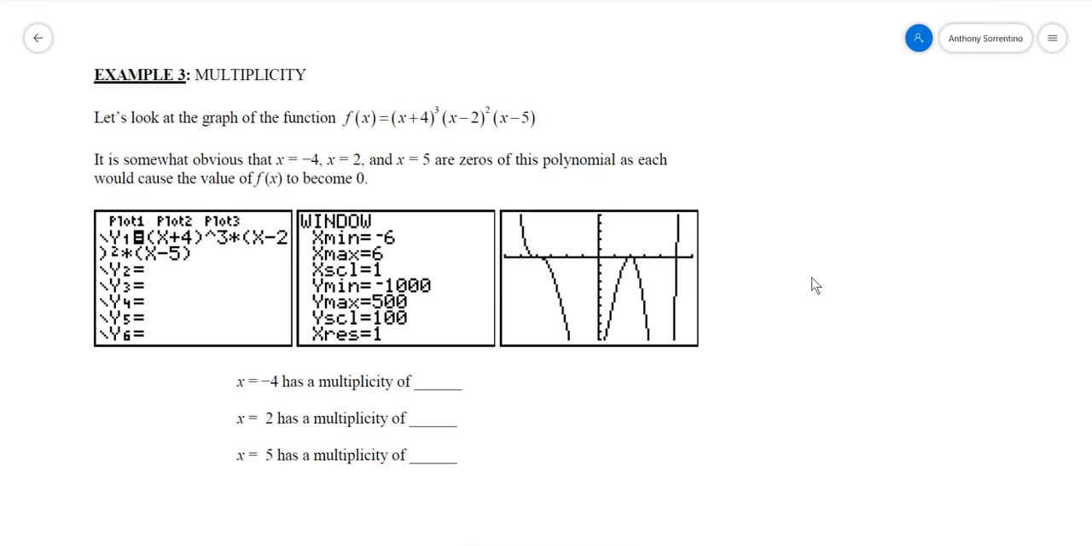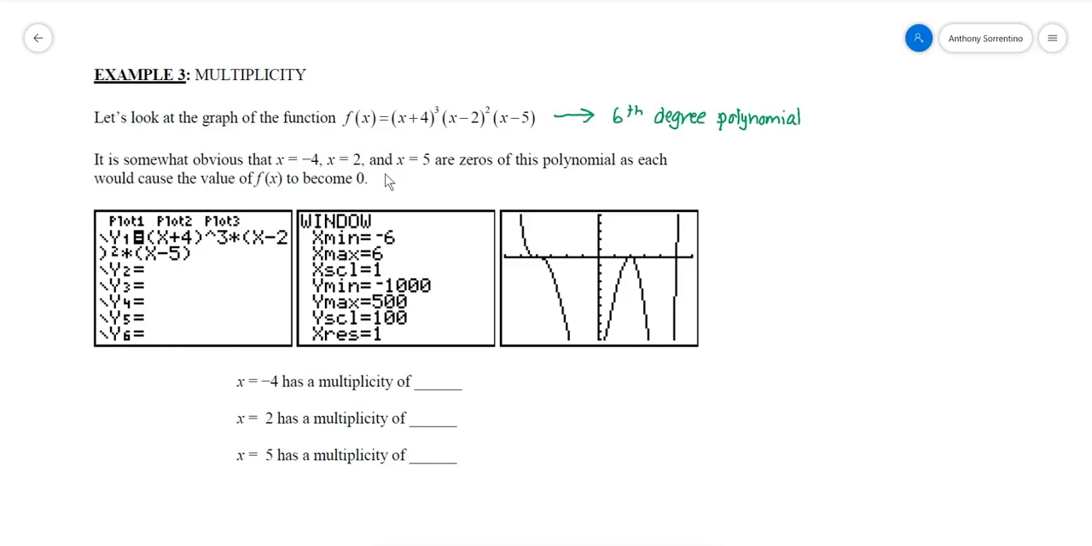So for instance, I have this function here, f of x equals x plus 4 cubed times x minus 2 squared times x minus 5. If I would go through and FOIL this out, or do all this distribution, it might take a little bit of time, I would have a 6th-degree polynomial. And I'm just going to note that here.